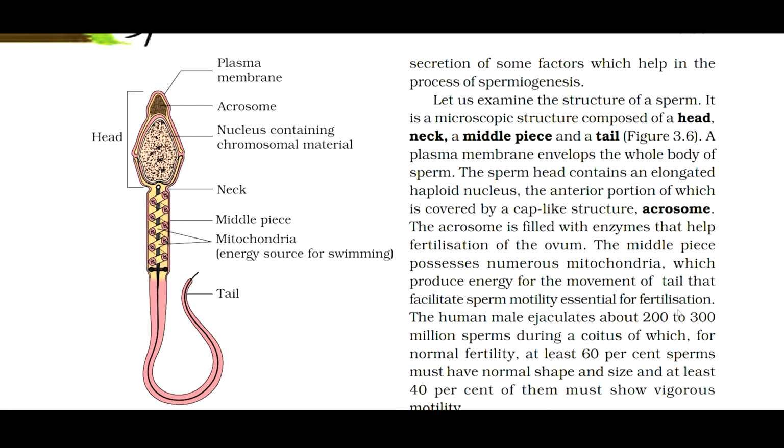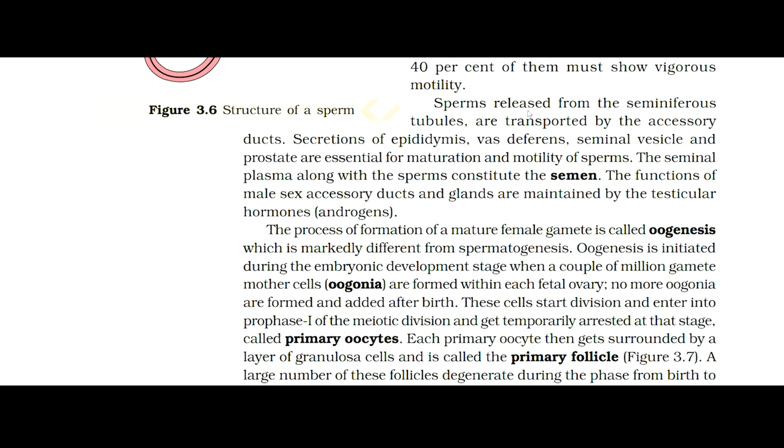The human male ejaculates about 200 to 300 million sperms during a coitus, of which for normal fertility at least 60% sperm must have normal shape and size and at least 40% of them must show vigorous motility. Sperms released from the seminiferous tubules are transported by the accessory ducts. Secretions of the epididymis, vas deferens, seminal vesicle, and prostate are essential for maturation and motility of sperms.